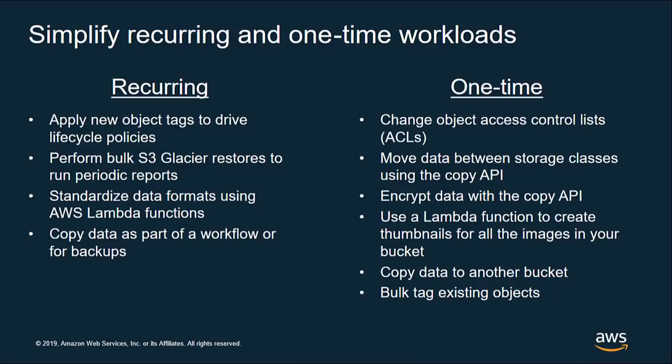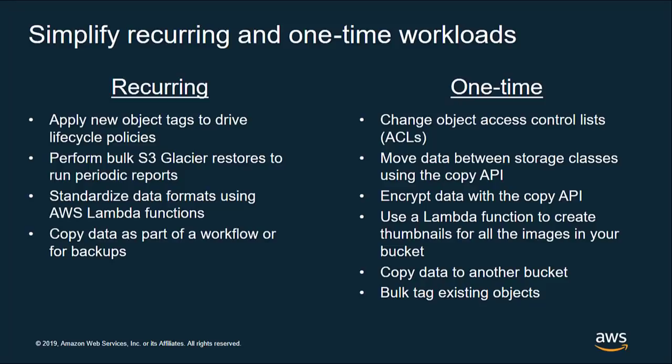So S3 batch operations is good for recurring and one-time workloads. I've got a few examples up here on the screen. I'll touch on a few. Performing bulk Glacier restores to run periodic reports. Maybe I'm always pulling back the data from the trailing 2 years. And doing something like that through S3 batch operations, that team wants to focus a lot more on the analytics and the insights, and maybe less so on the management of moving objects from Glacier back to S3 to access them.